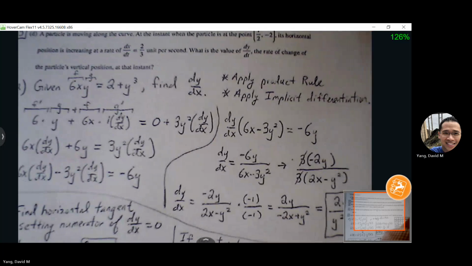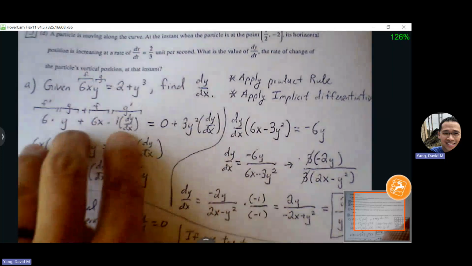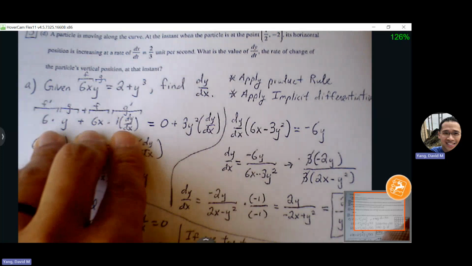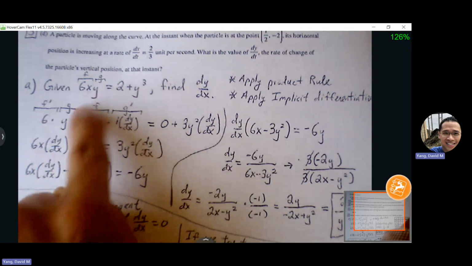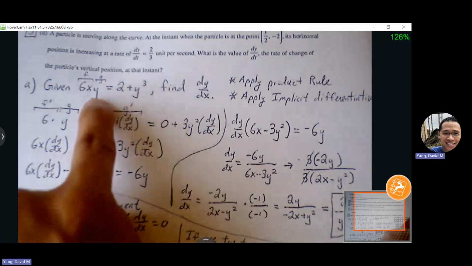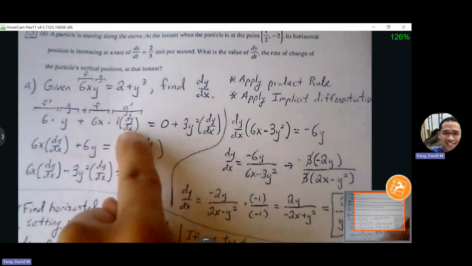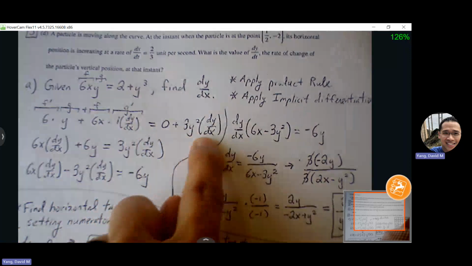All right, so we know we're going to start with product rule here. So f prime g plus fg prime. I'm going to lay out my product rule here and then just build out each of my derivatives. So 6x becomes 6, y stays, 6x stays, and then y's derivative is 1 dy dx. And then the right side, 2 becomes 0, y cubed becomes 3y squared dy dx.